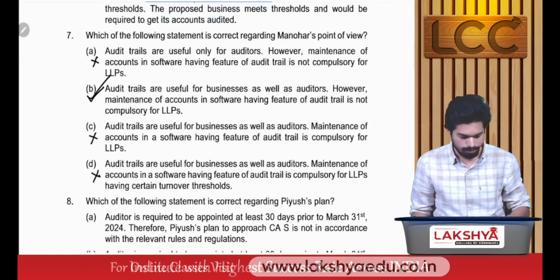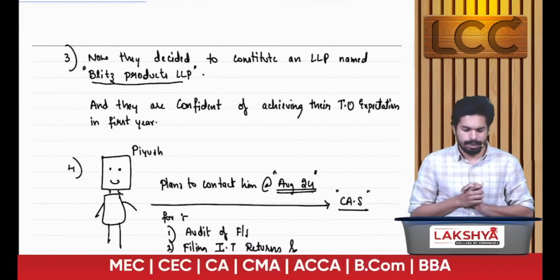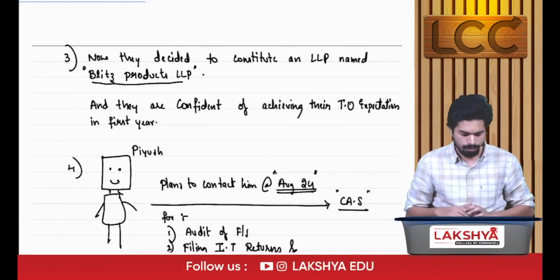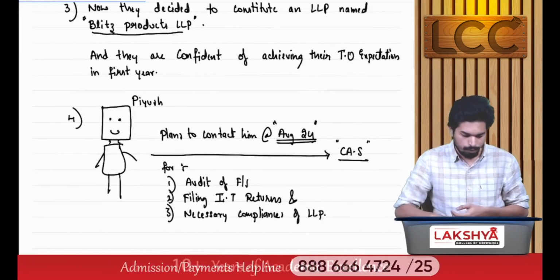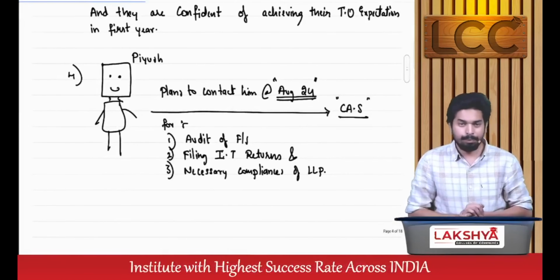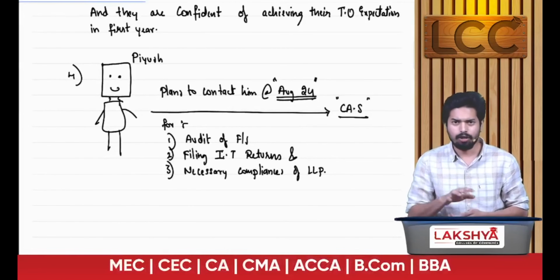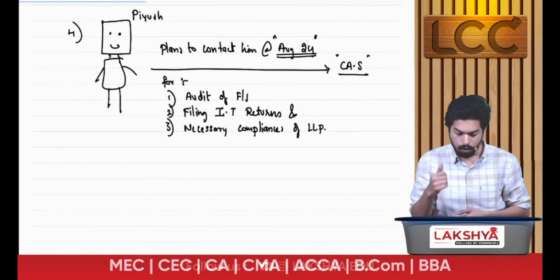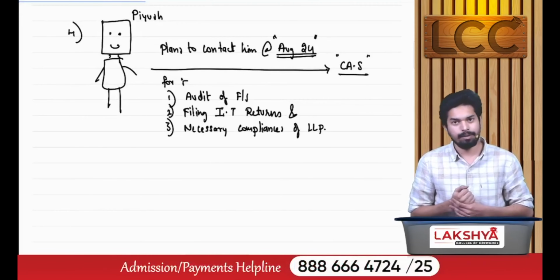Okay. Next. Now they decided to constitute an LLP named Blitz Products LLP, and they are confident of achieving their turnover expectation in the first year. What is the turnover expectation? 5 crores. Next, Piyush, one more person, plans to contact CAS in August 2024. Why? For audit of financial statements, for filing IT returns and necessary compliances of LLP.